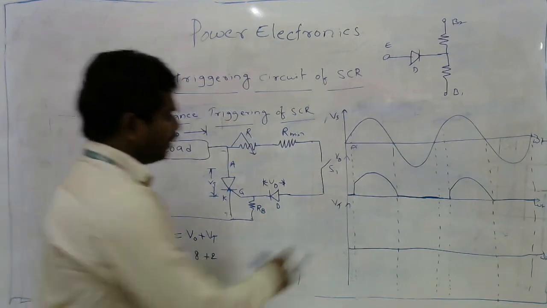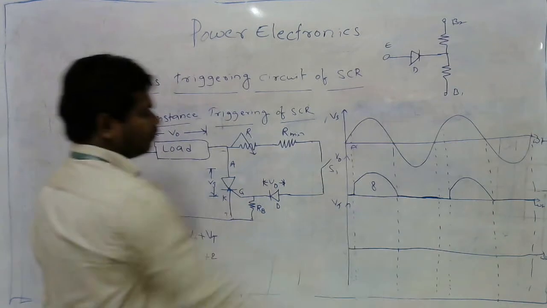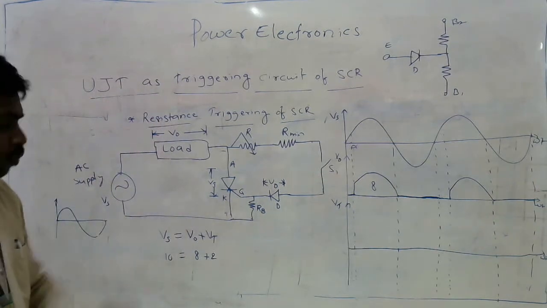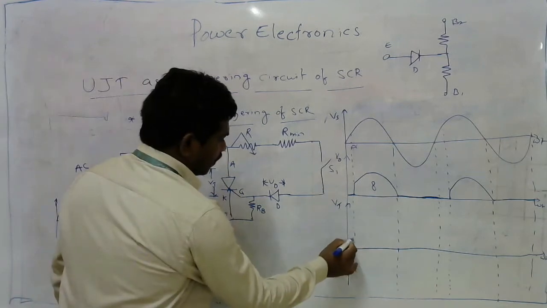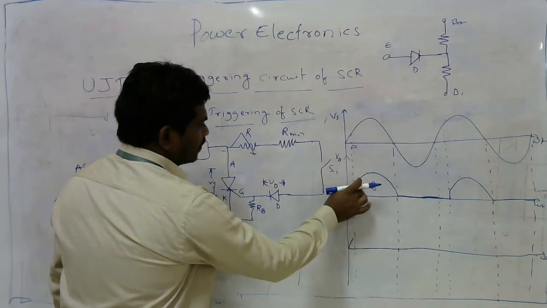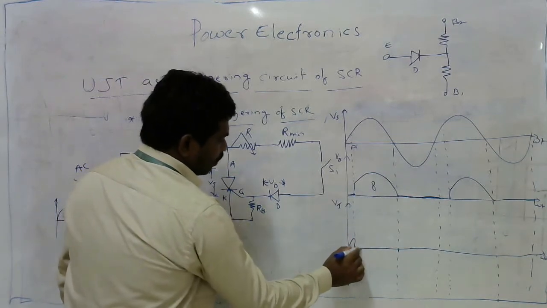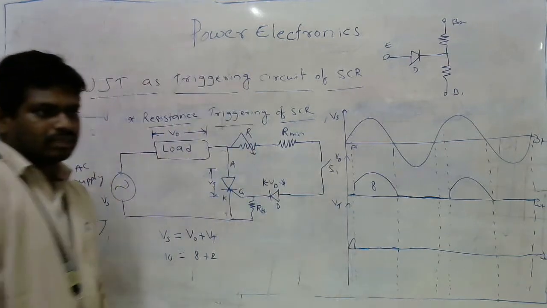Like that, this portion is clipped off, and this is the 8 volts available across the load. What about the remaining 2 volts? The remaining 2 volts is here. Whatever the clipped portion in the input voltage, we see the remaining portion in the output. During this portion there is no voltage across the thyristor because it is acting as a short circuit.